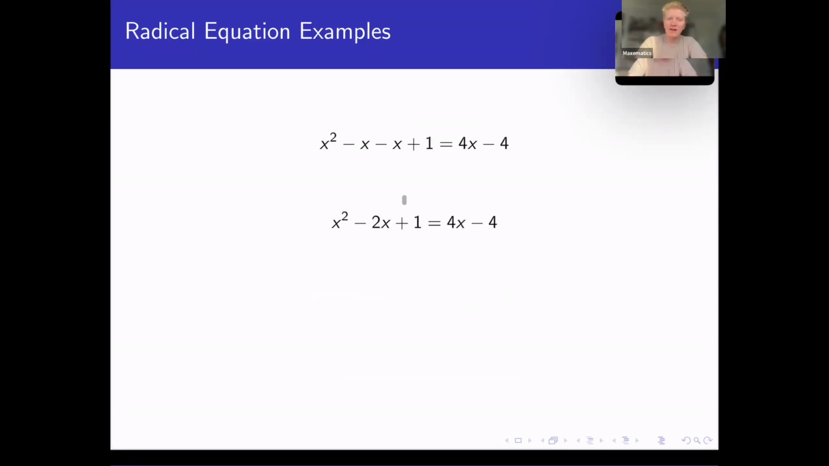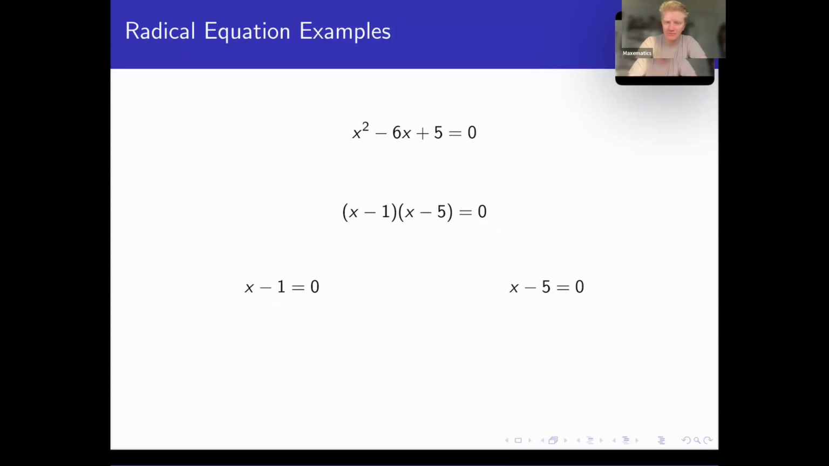Combine like terms on the left. Negative x minus x, negative 2x. Let's subtract 4x on both sides. Let's add 4 to both sides. Negative 2x minus 4x, negative 6x. 1 plus 4 is 5. Factor, set each one equal to 0. And we get 2 answers.